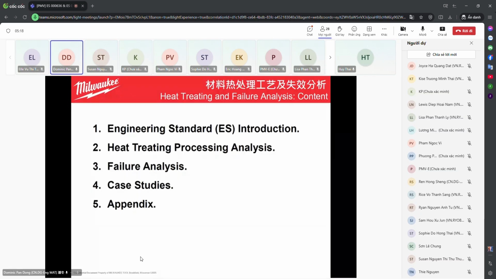Basically, we would start with 5 sessions. First, the engineering standard, so-called ES, introduction. Second, the heat treating processing analysis. Third, failure analysis. Fourth, case studies. And the last one, appendix.